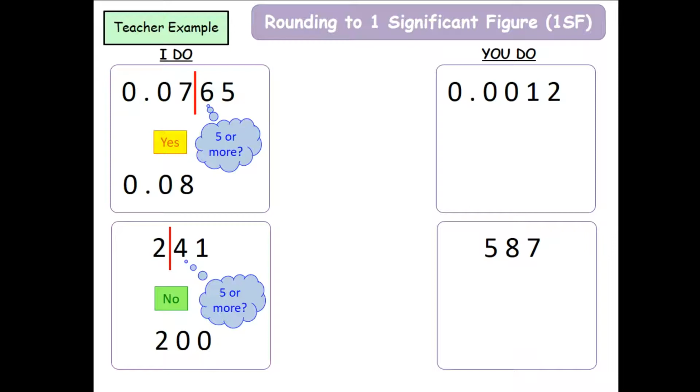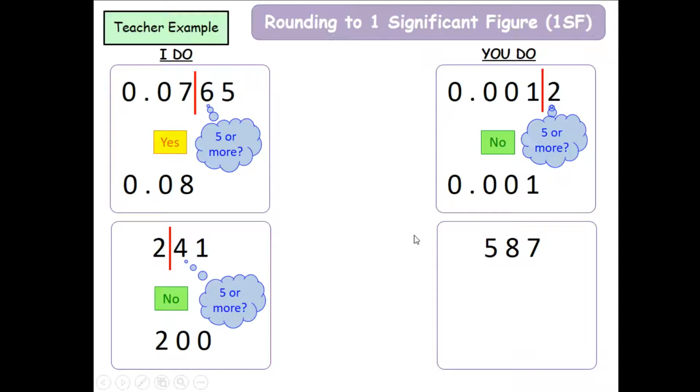Okay, so for this one, my first significant figure is this 1. So I'll draw my line between the 1 and the 2. Now is 2 5 or more? No. So my number will stay the same and any number after it will turn into a 0. So my answer is 0.001.